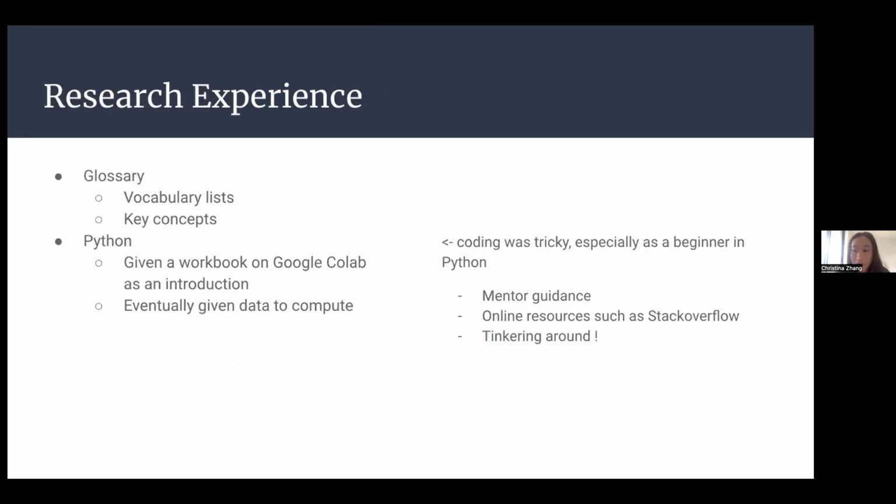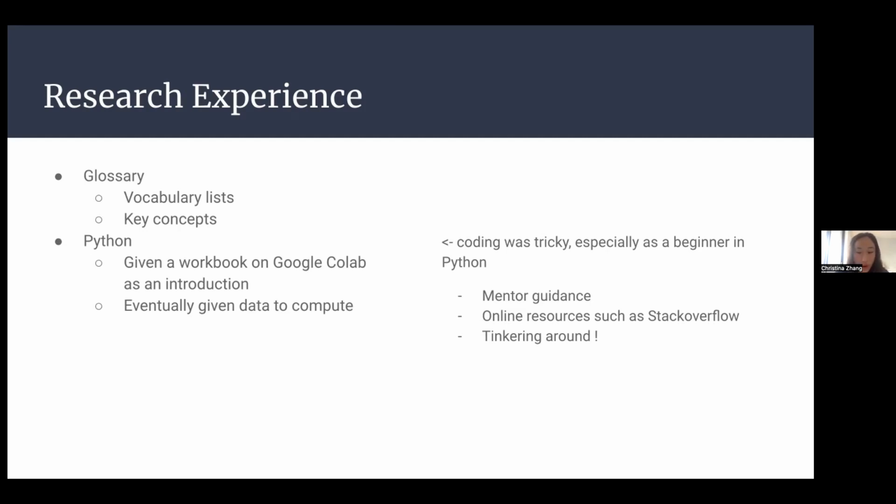And so, although this wasn't really my first research, this experience was definitely a new one, and it incorporated a lot of things that I probably didn't talk about earlier. I curated a glossary document that detailed definitions of scientific jargon or vocab, and I also learned Python. My mentor made me a workbook on Google Colab to serve as an introduction to the language, and I eventually computed my own graphs using the given data.